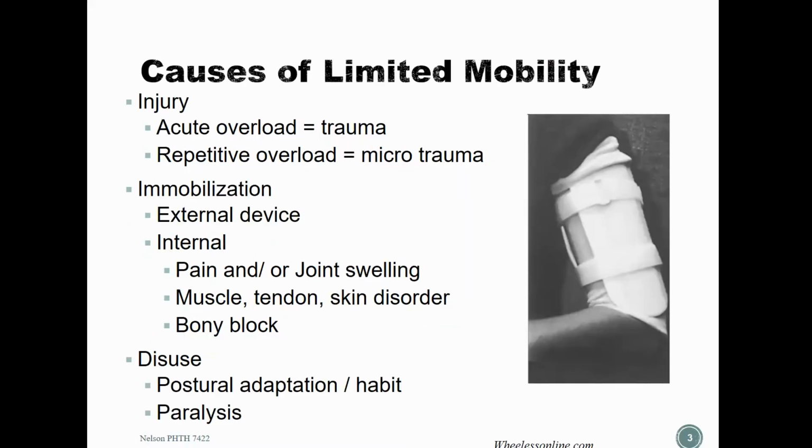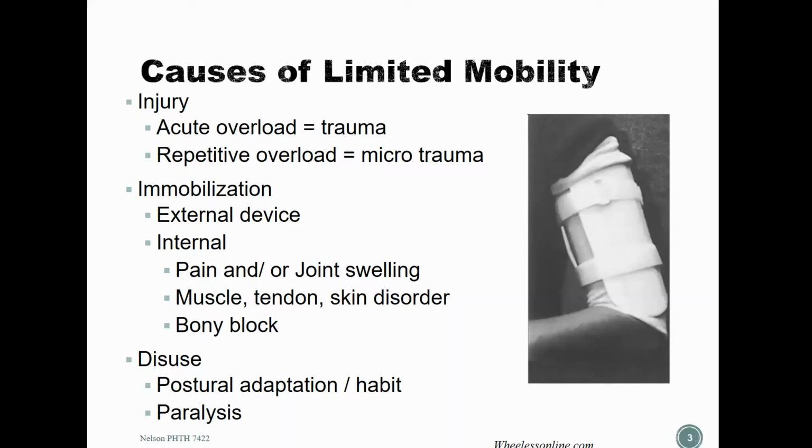What causes limited mobility? So we have three main types: injury, immobilization, and disuse. In injury, we can have an acute traumatic overload, or we can have what's called a repetitive overload or a microtrauma. If the tissue is healthy, but you beat it up over time with lots of load, you can have injury. Sometimes the tissue isn't quite healthy and you have normal loading that causes injury.